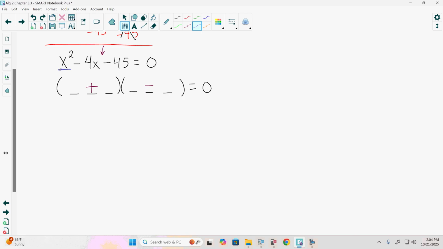So the factors of the first term, factors of x squared, are going to be x and x. Factors of 45: 1 and 45, 3 and 15, 5 and 9.